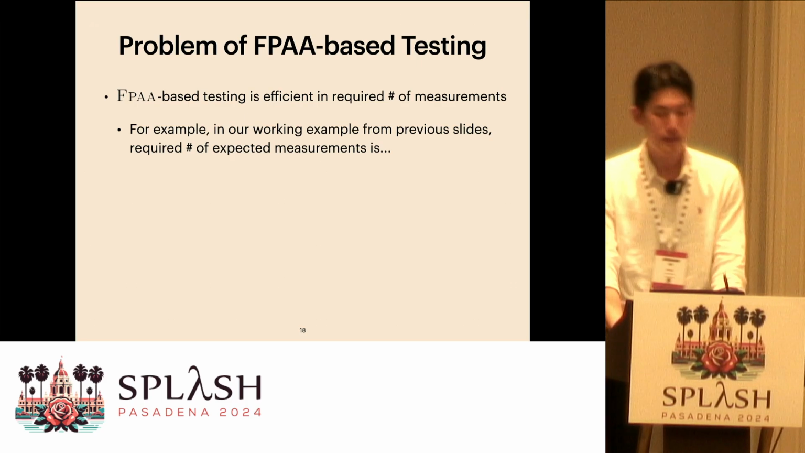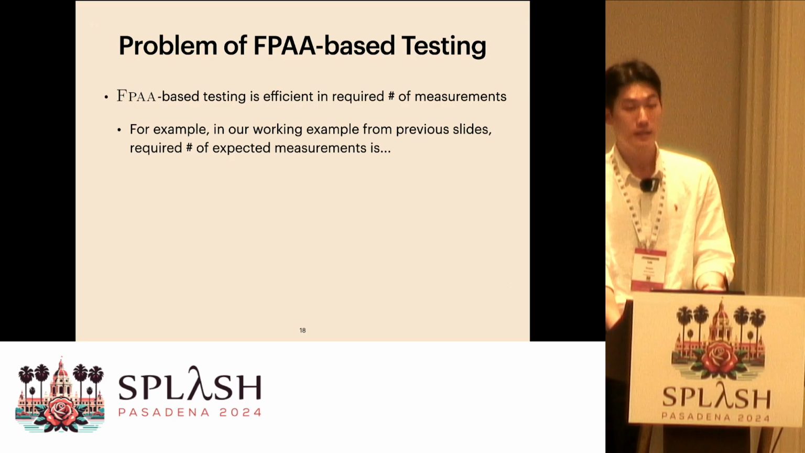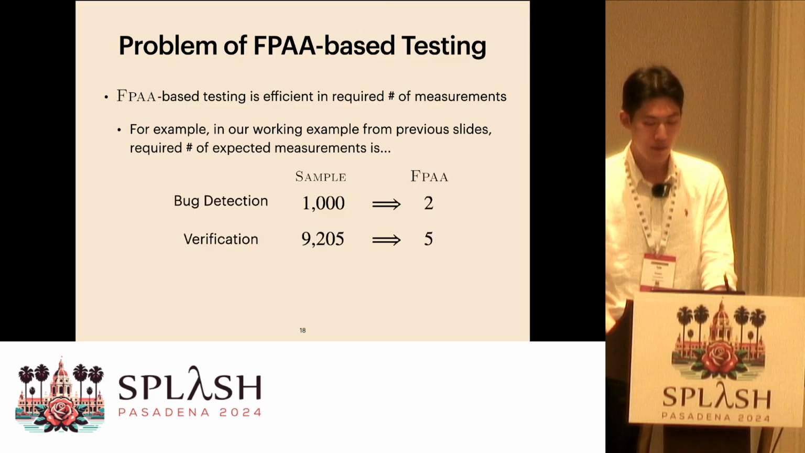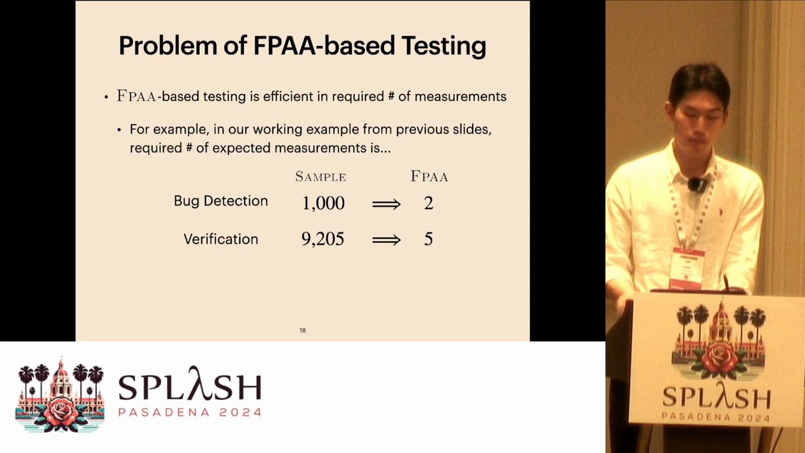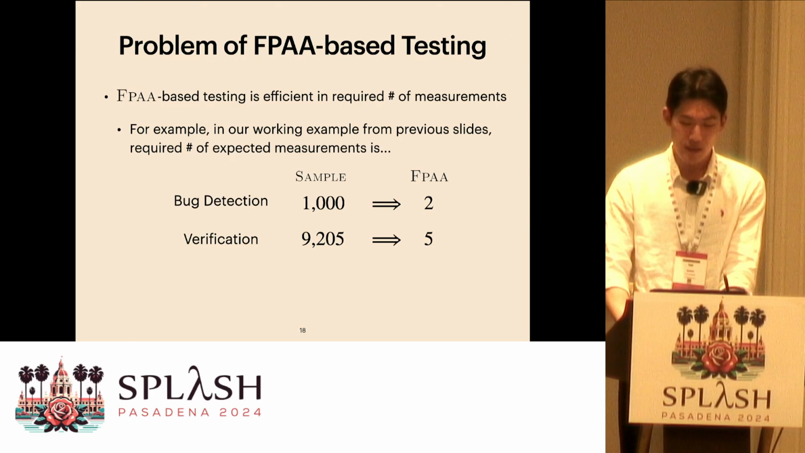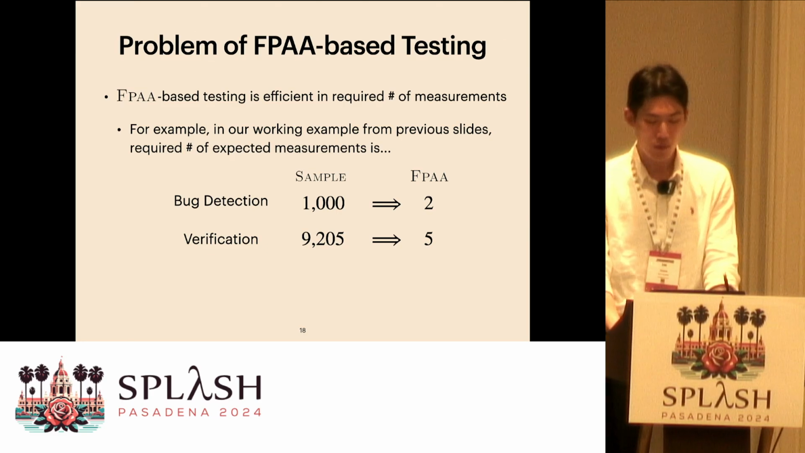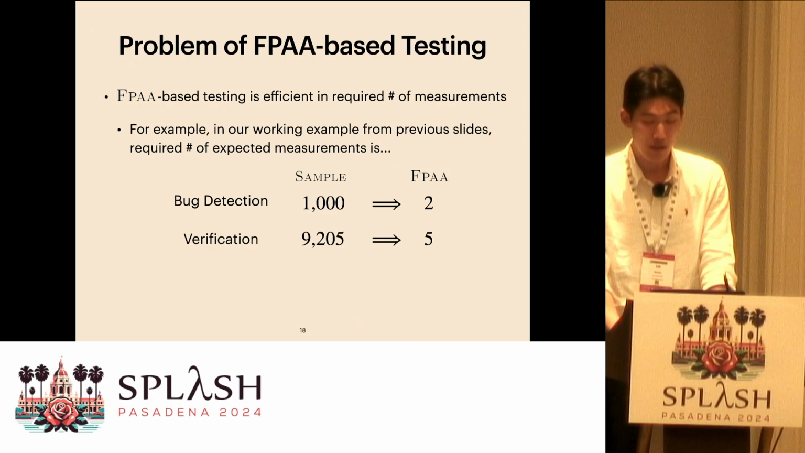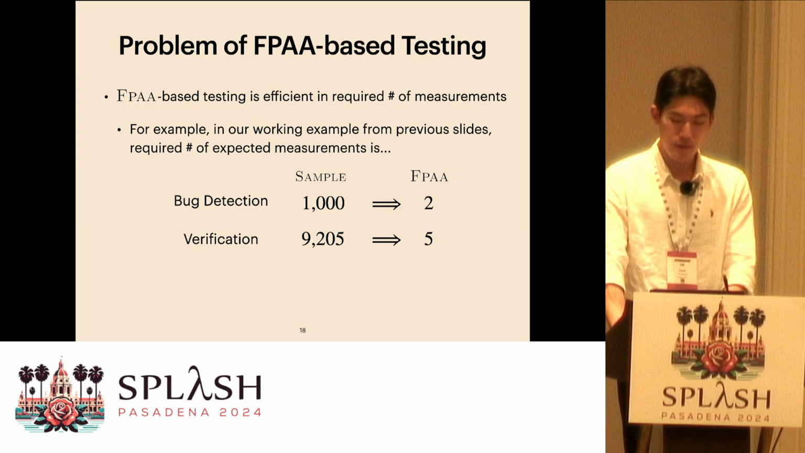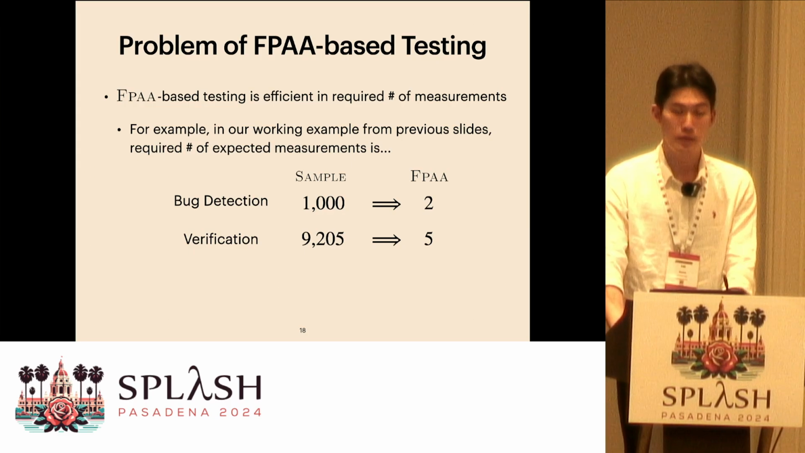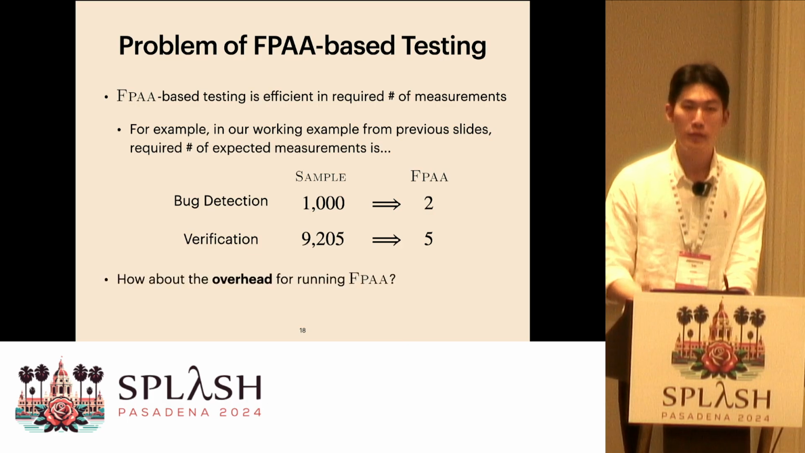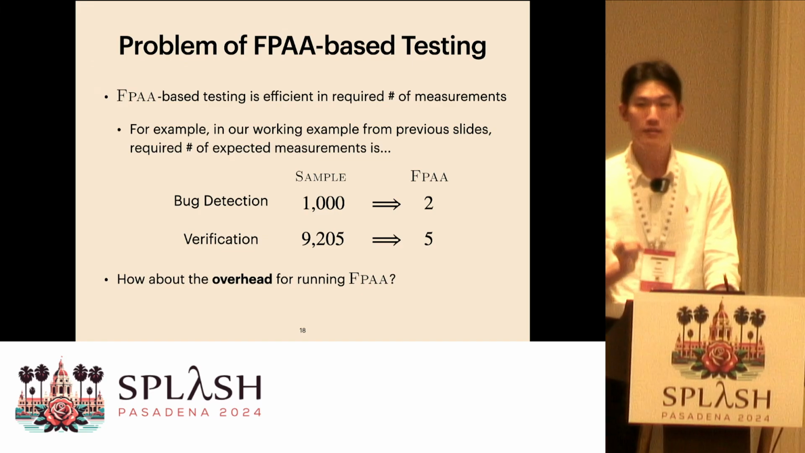Now we know that the FPAA-based quantum testing is effective in terms of the measurement requirements. For example, in our working example from previous slides, we can reduce the required number of measurements from 1,000 to 2 for bug detection and from about 9,000 to 5 for verification. Well, it seems very powerful, but one question still remains. Isn't it too expensive? How about the overhead for utilizing the FPAA?